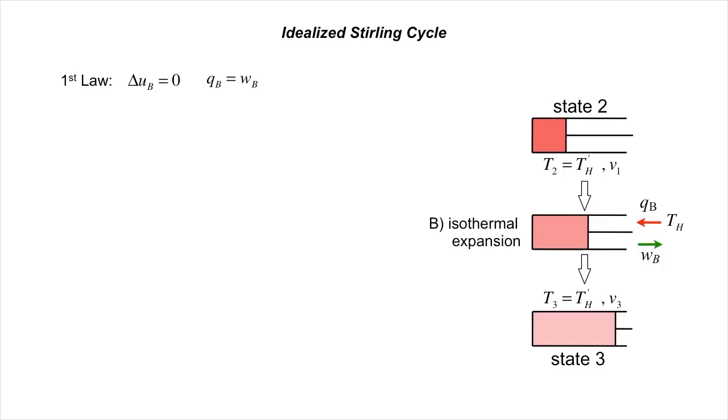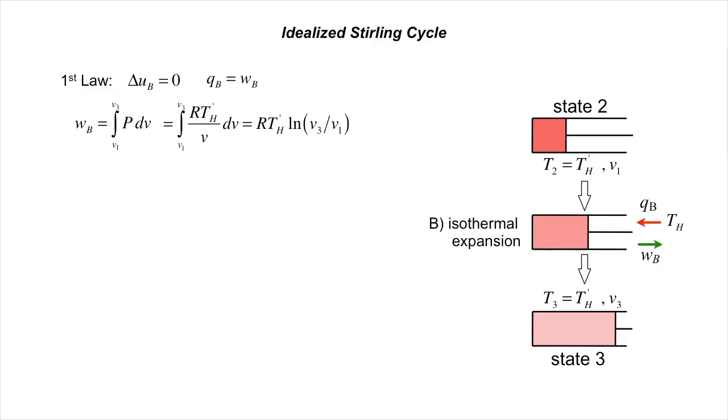Turning to step B, which is isothermal, we know delta U equals 0, since it's an ideal gas. Thus heat and work are equal and opposite. Since we know temperature is Th prime along the entire expansion, we can calculate work directly as the integral of P dV, positive since work is defined as outward in this case. Substituting the ideal gas law, we can obtain work and heat.